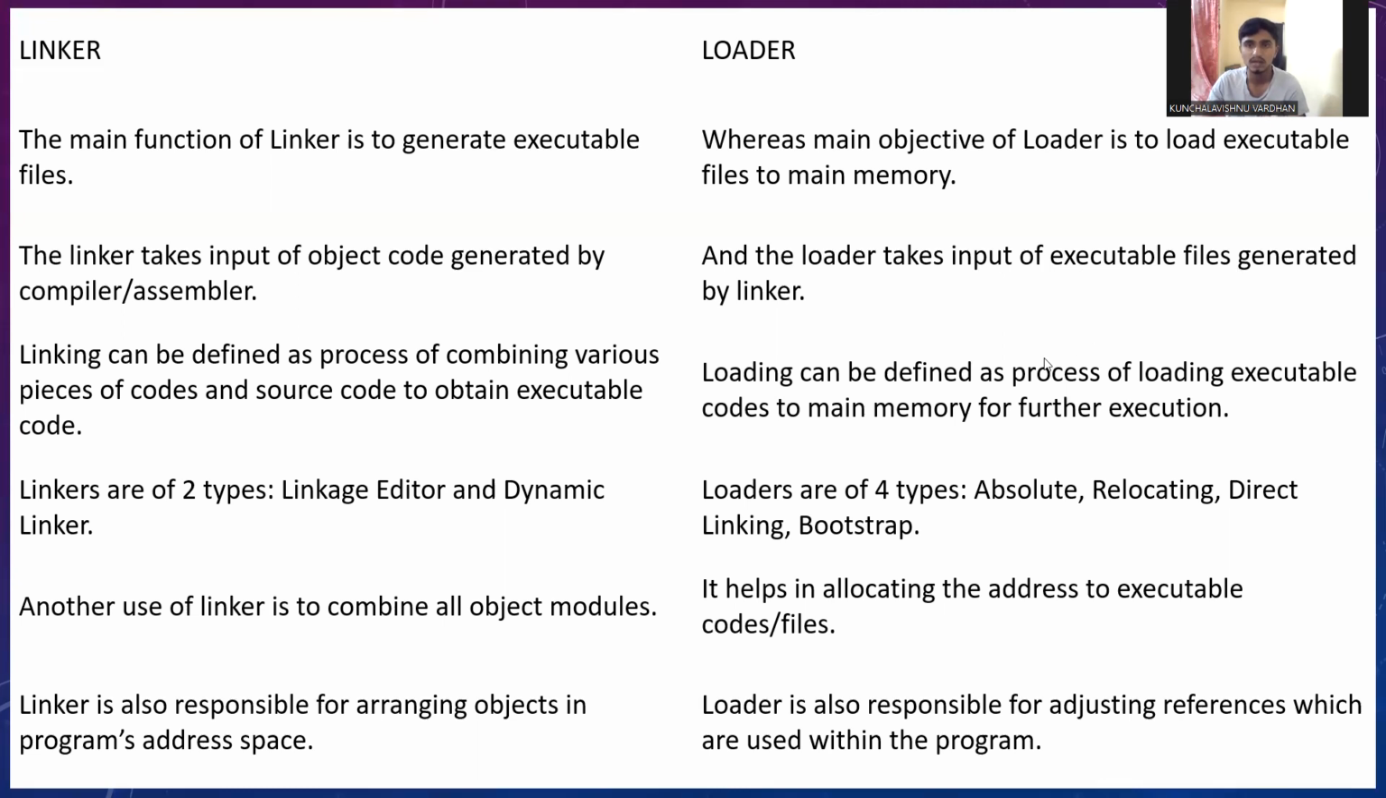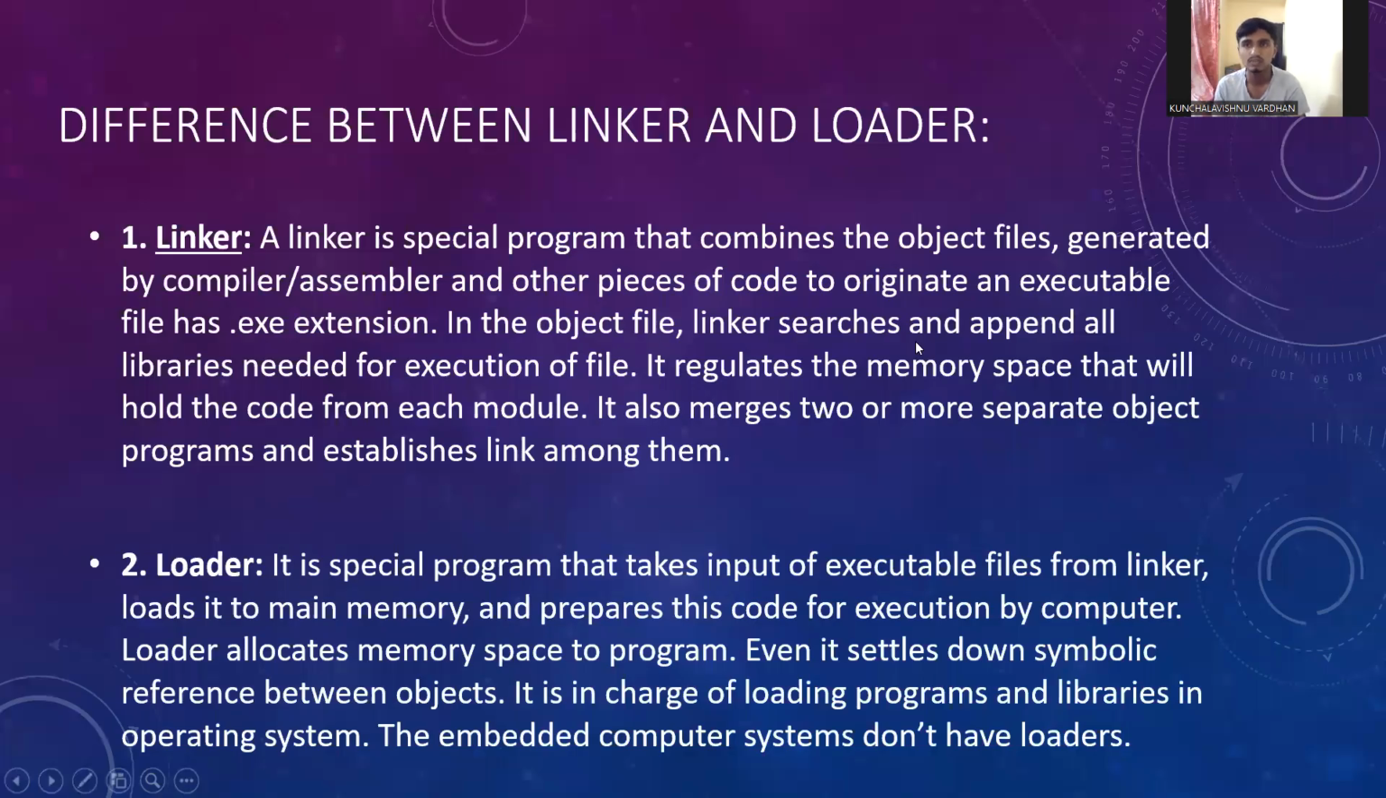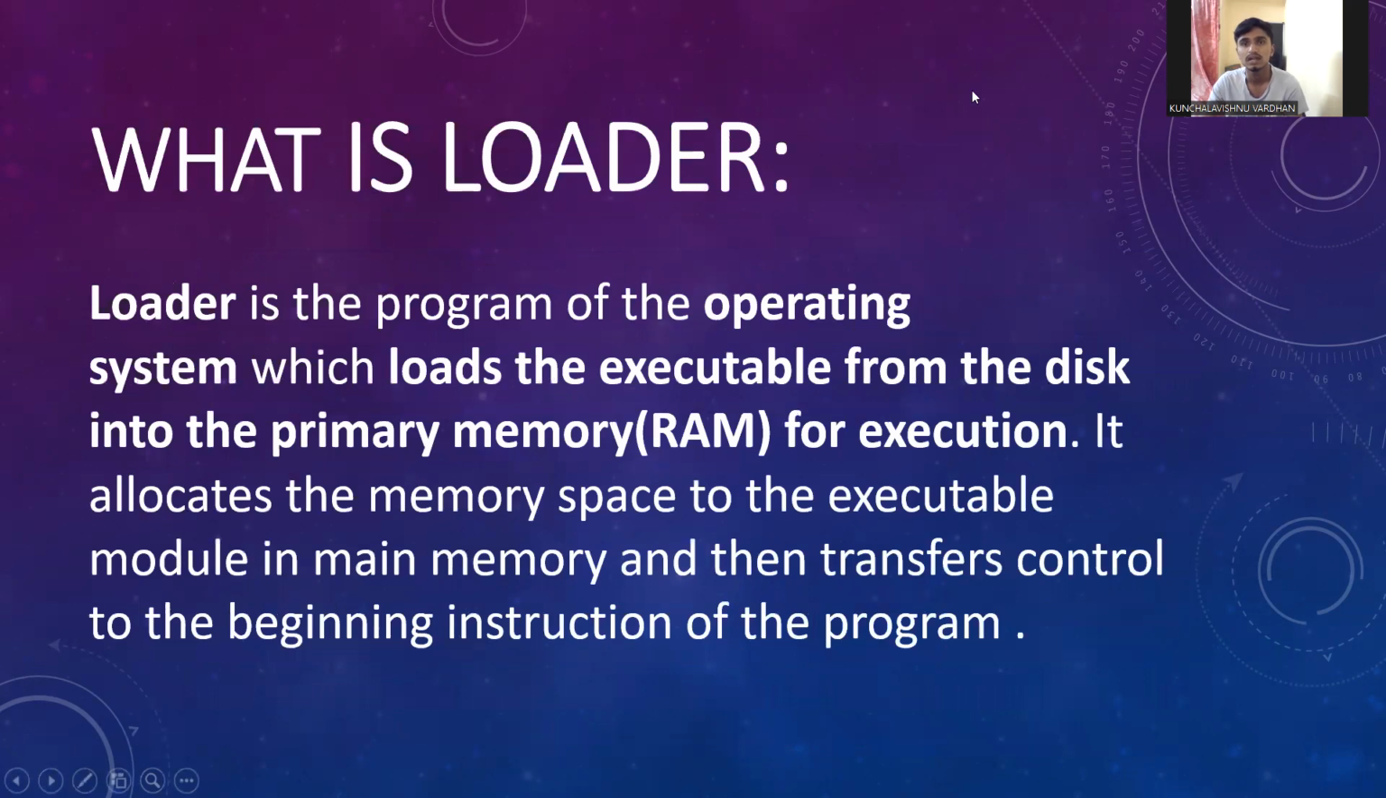So this is my topic about the difference between linker and loader. From this we have got an idea about what a linker and a loader are. A linker is a program which combines all the object files generated by the compiler into one executable program. The work of the loader is to receive the executable program from the linker and allot some memory space to it. These are the functions of the linker and the loader.